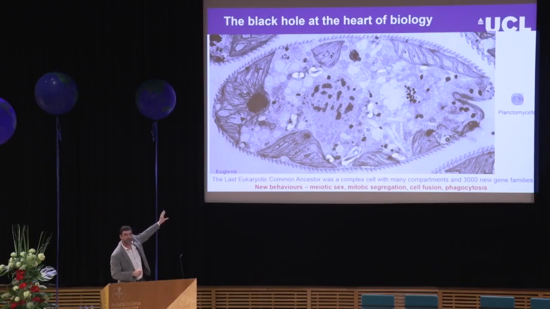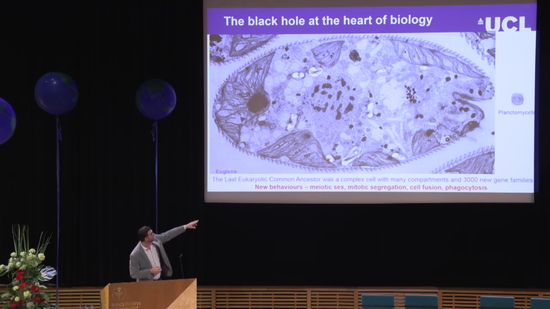The common ancestor of eukaryotes was not a million miles away from this cell. This is actually Euglena. It has beautiful chloroplasts, but apart from those chloroplasts, it's almost representative of what that common ancestor might have looked like. This is really pond scum in most people's eyes, but at the level of electron microscopy, it's a beautiful cell.